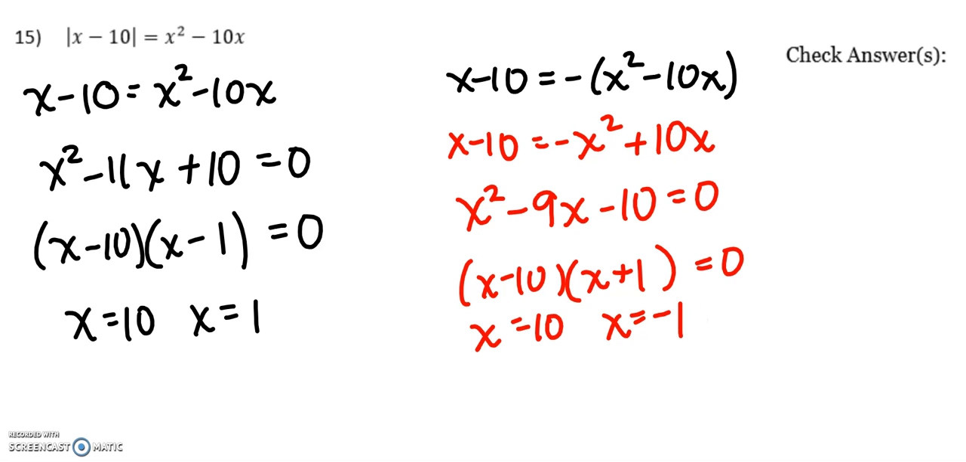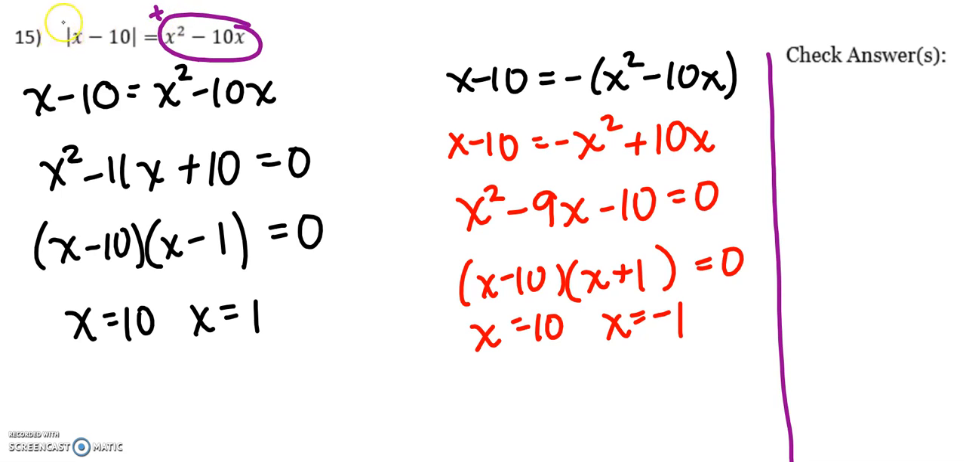Now I need to do some checking. And the reason I need to check here especially is because looking at this, it's kind of hard to tell your domain, other than the fact that this side must be positive, because you're going to take the absolute value of this side, which will result in a positive number. So if I plug in, let's say 10, 10 minus 10 is 0, great. 0 would be equal to 100 minus 100, which is 0, 0 equals 0.